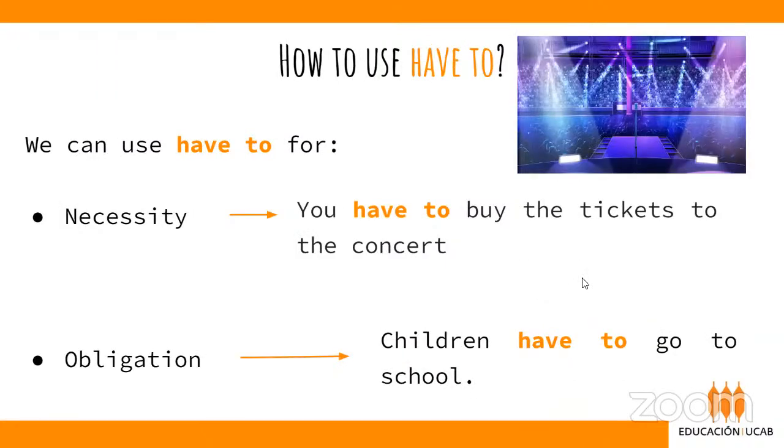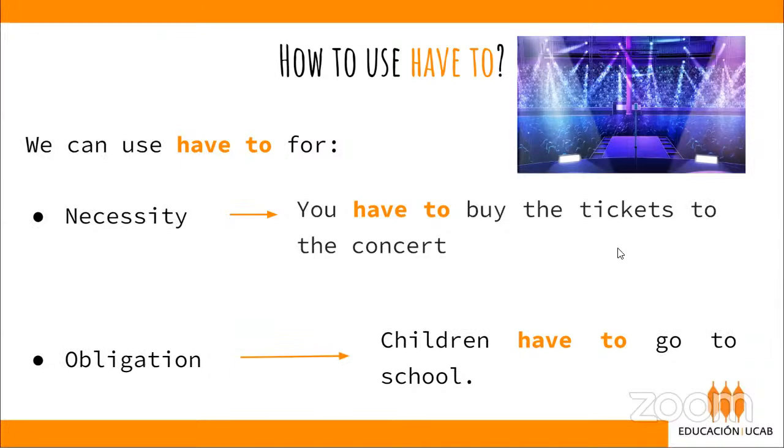And well, we have the have to, which is pretty common. And well, we have here two examples, also two uses. First use is for necessity. The second one is for obligation. And the first one, let's see the example. You have to buy the tickets to the concert. If you want to go to the concert, yeah, you have to buy the tickets. And for the obligation, we can see children have to go to school. And yes, that's an obligation.